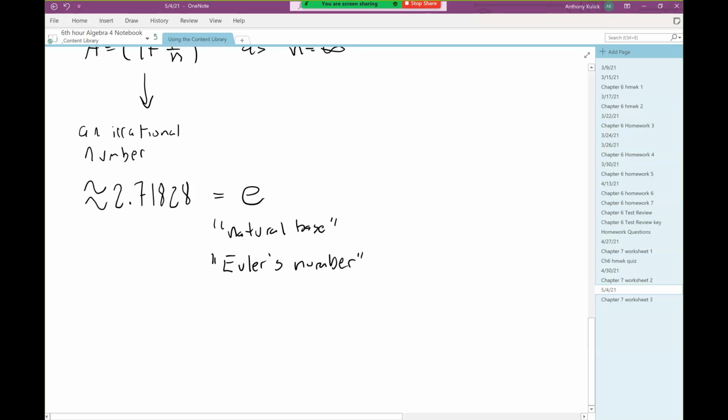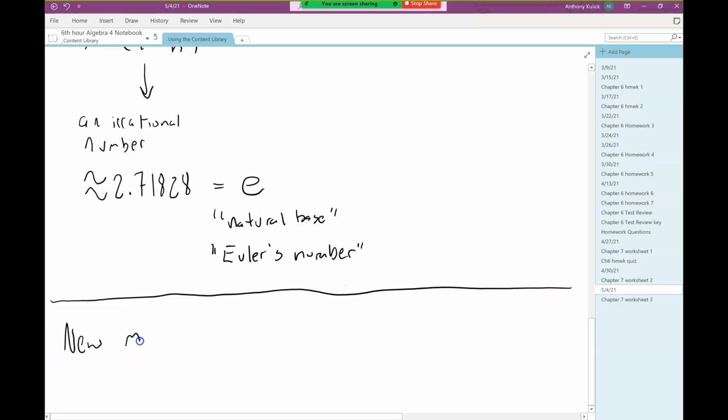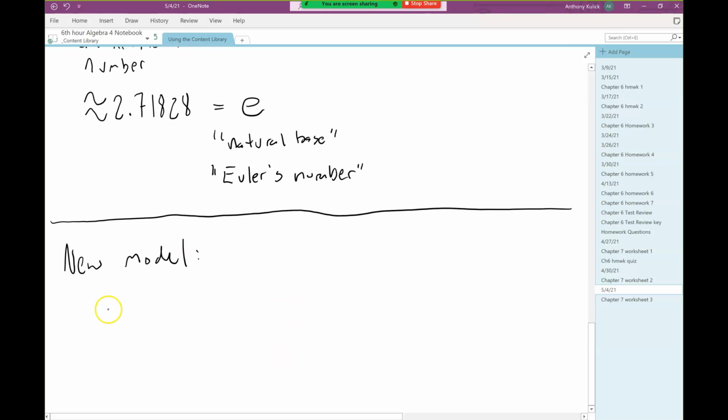Yes, sir. All right. So what this becomes then is it allows us to make a new model. We have this new number e, and we can use it when we have a system that's changing all the time.